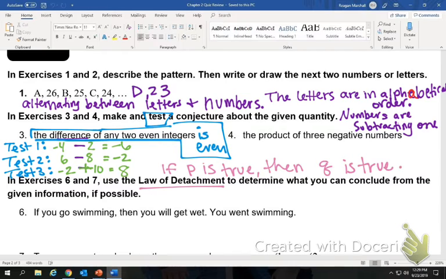So here's what that means. If you go swimming, then you'll get wet. You went swimming. So if you went swimming, does that match the hypothesis? Is the hypothesis true? Yes, you went swimming, so what can I conclude about you? That I got wet. So you got wet.